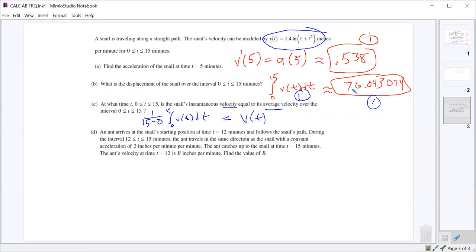So when you take 76.043074 and divide it by 15, you ought to get 5.069538, which is equal to 1.4 natural log of 1 plus t squared. You'll graph y equals 5.069538. You'll graph 1.4 natural log of 1 plus t squared. You will use your calculator to determine where they intersect, and you will say that that occurs at t equals 6.031 minutes.